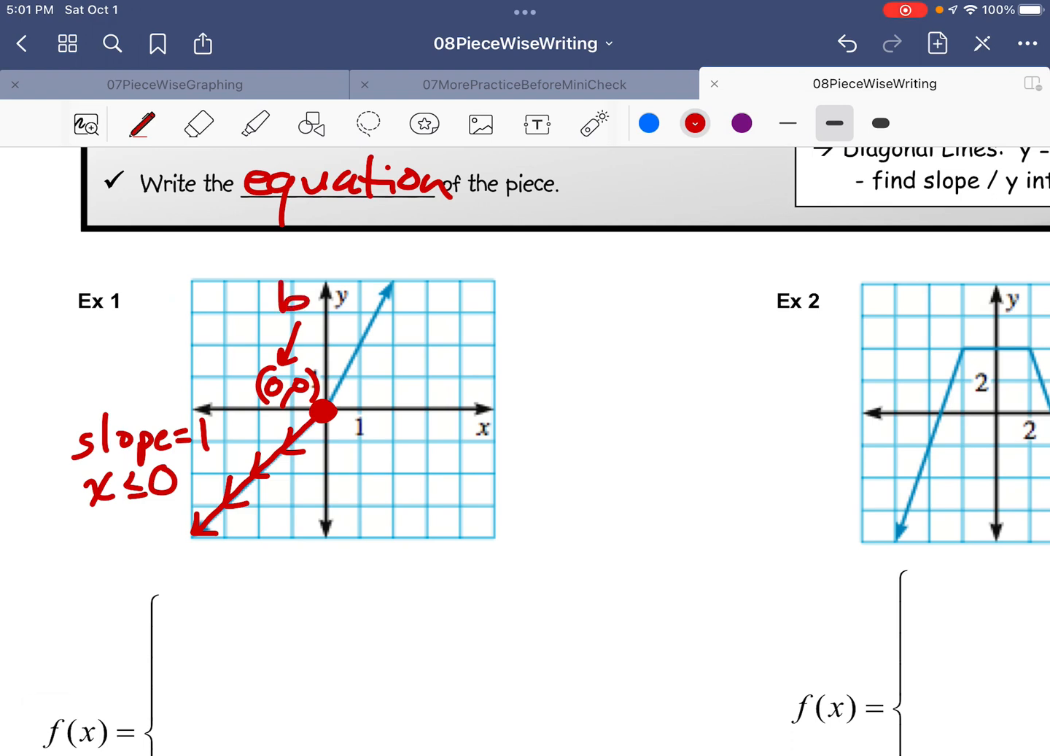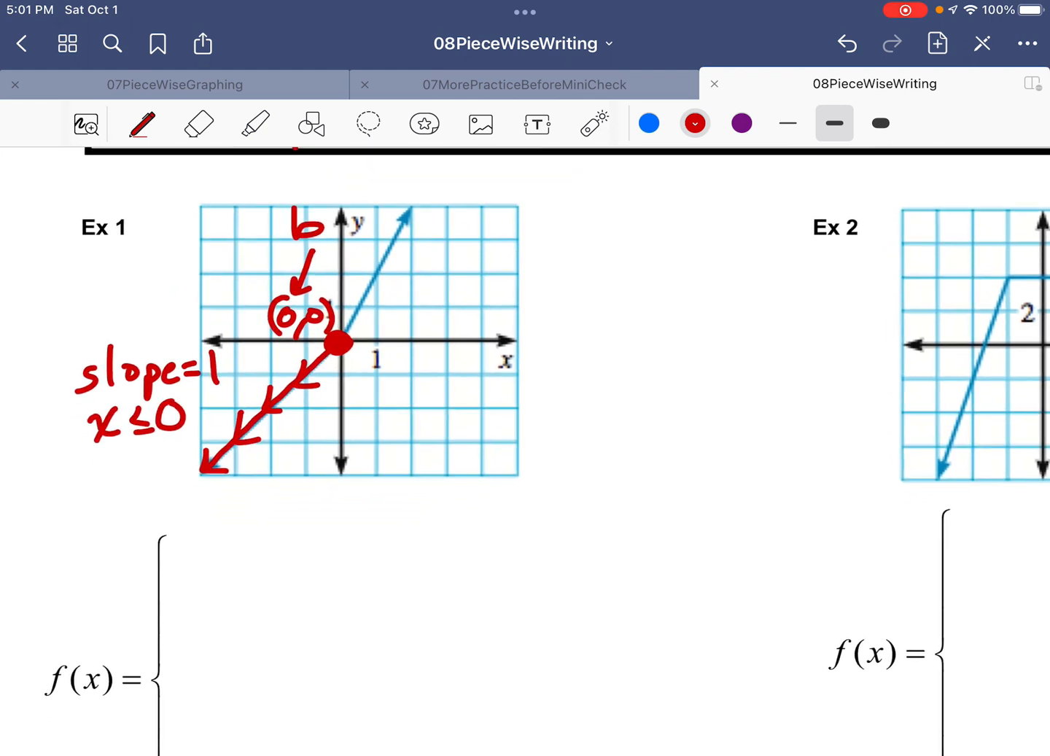And I almost forgot, we also need the y-intercept, but the y-intercept is also 0. So we have y equals mx, that is y equals 1x plus 0 for x's that are less than or equal to 0. Again, the less than sign right here is because the graph is going to the left. Do I need the 0 here? I do not. I'll leave it there, though, since I already wrote it.